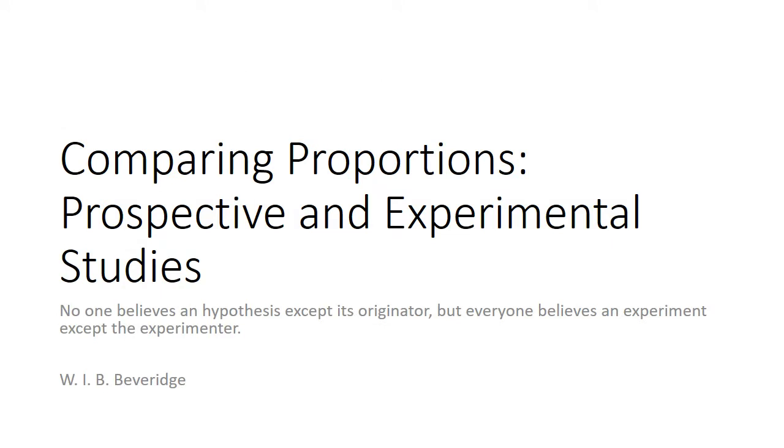And so a little bit later on in this series of lectures, we'll talk about some other places where chi-square tests can be very useful for comparing expected versus observed frequencies. But moving on, we're going to start to compare proportions now. And so we can do this both with prospective and experimental studies, and we'll see how we can do that.